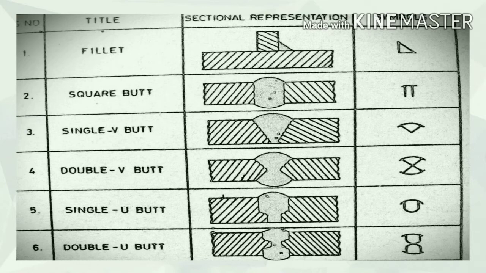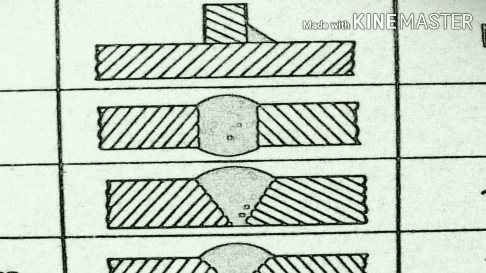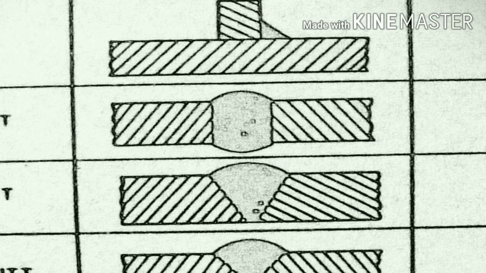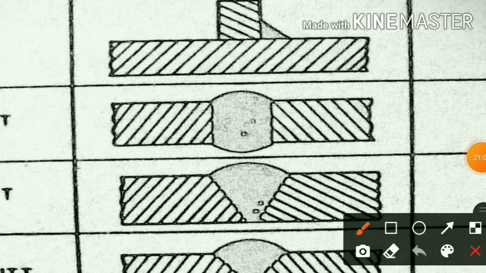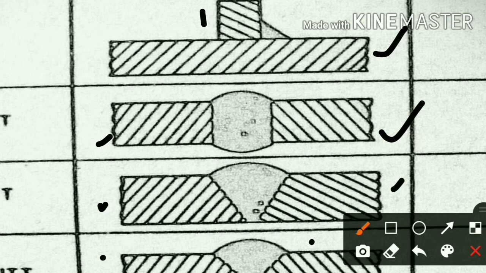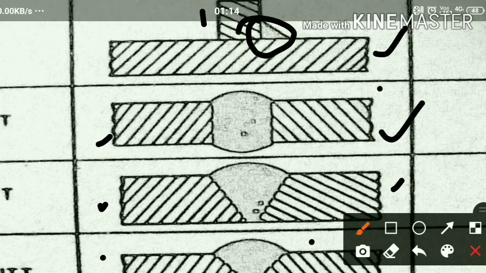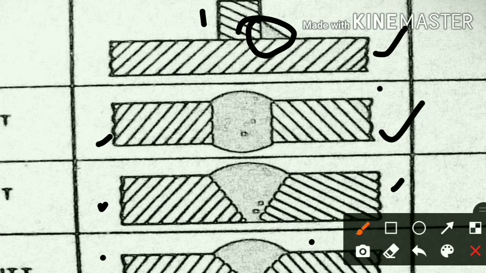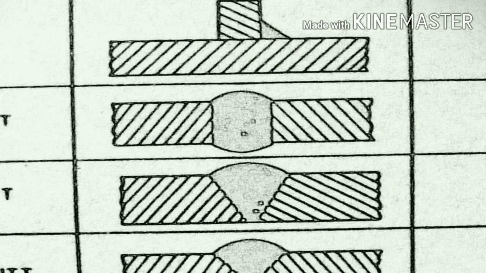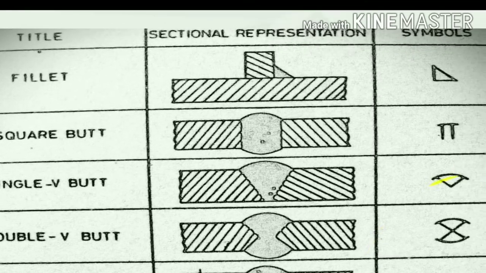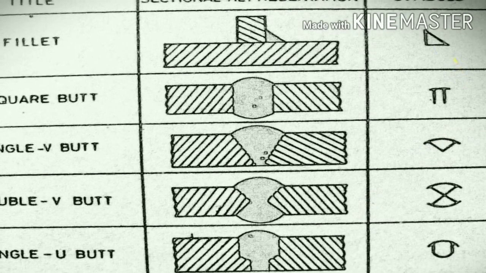in the drawing. Then one plate is here. In this picture you can see one plate is here, second plate is here. Then we welded these two plates, then found this type of fillet. This is fillet type. Symbol is like this triangle.